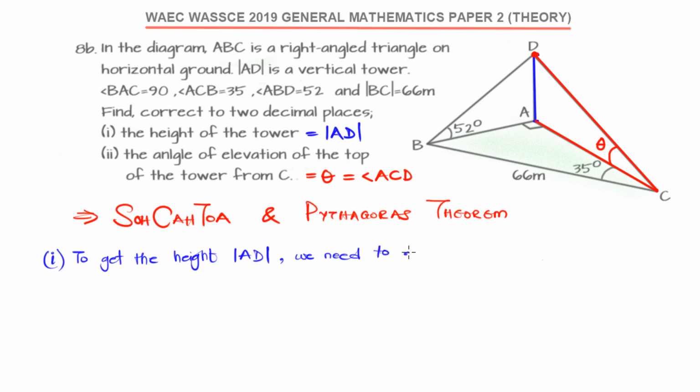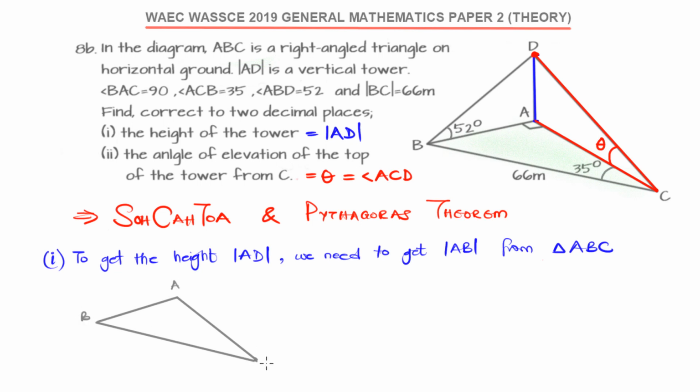Okay. Now, to get the line AD, which is the height of the tower, we need to get the line AB from triangle ABC. Because if we get AB, then we can use a trigonometric function with 52 degrees to find AD. But first, if you look at triangle ABC, the one on the horizontal ground that I'm replicating in my diagram again, we have this as 90 degrees at point A, we have this as 66 meters, then we have the angle at C to be 35 degrees.